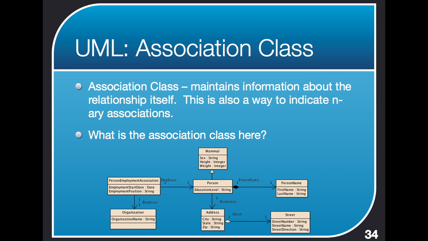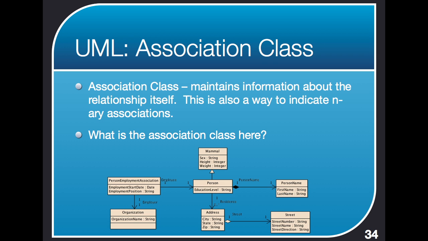So we see the simple association arrow, but what if we need something more complex? What if we need information about the relationship itself? Well, UML has something for that. They're called association classes. An association class contains information about the relationship itself while pointing at the different objects using association arrows. So what's the association class here? It's the new piece that we've added.